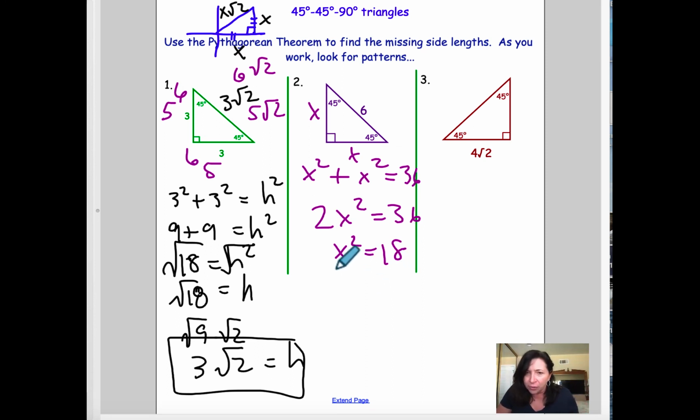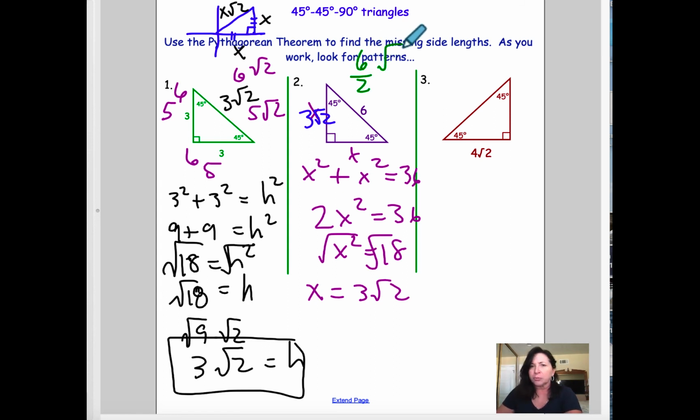what do I know? I know that if I square root those sides, I just did this on the other problem, x is equal to 3 root 2. So what that means is that this value for x is actually 3 root 2. So again, I remember telling you on the previous slide what the rule was. If you had the hypotenuse, you take 6, divide it by 2, and multiply it by root 2. And you get 3 root 2. So the side lengths are 3 root 2.